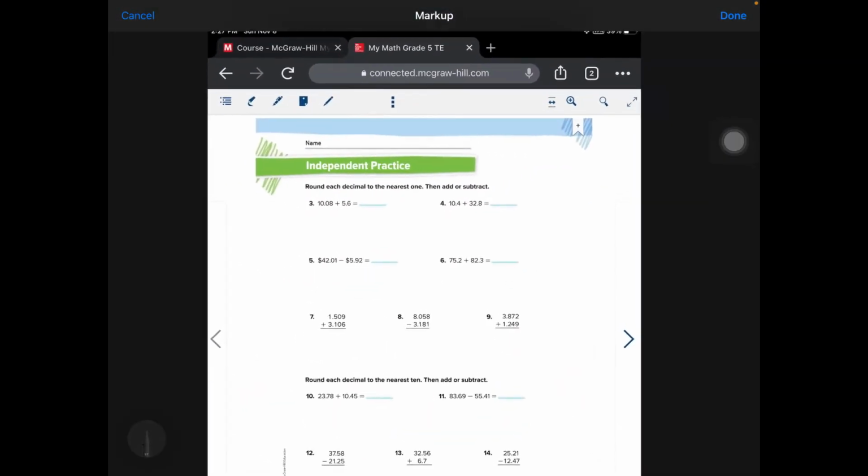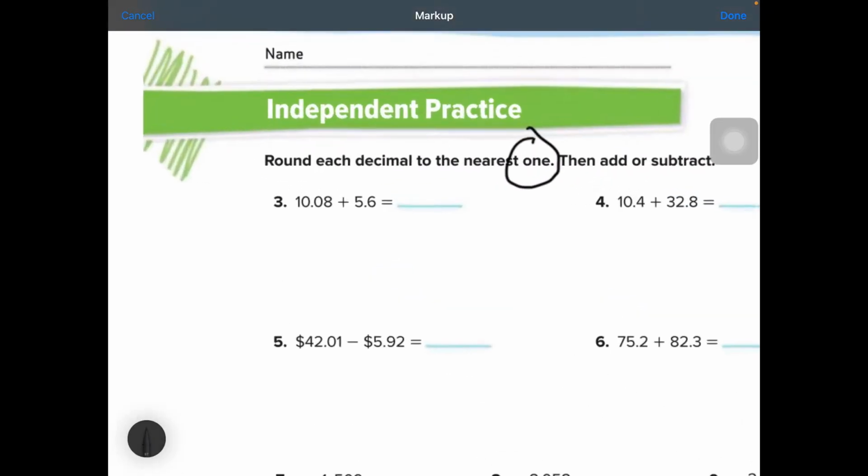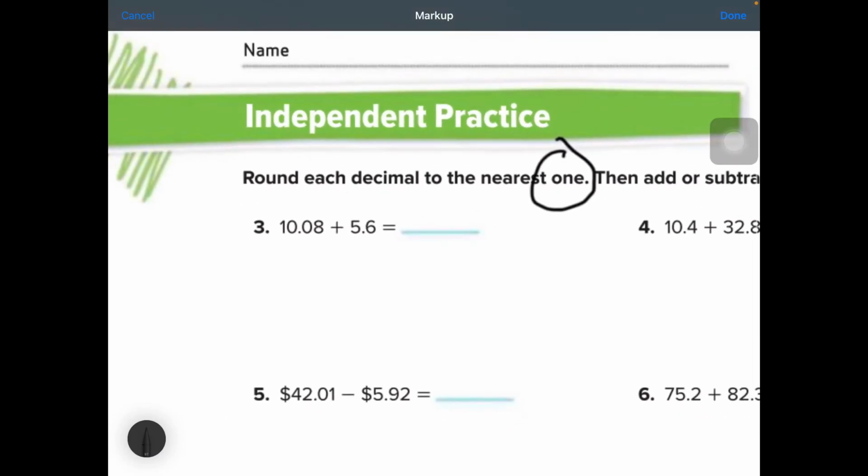Okay, follow the instructions. Here it says the nearest 1, but down here, can you notice the difference? To the nearest 10. So make sure you follow these instructions very carefully. All right, number 3. This is the nearest 1 we're talking about. So that 0 is going to keep that 10 at a 10, and that 6 is going to bump that 5 up to a 6.